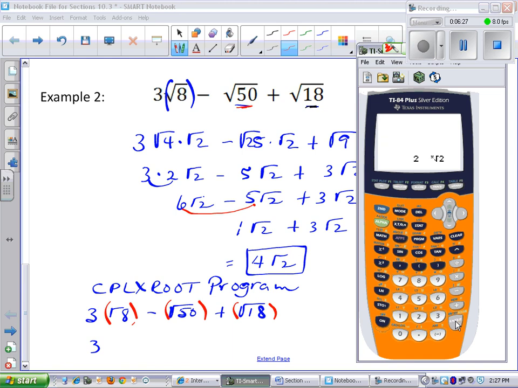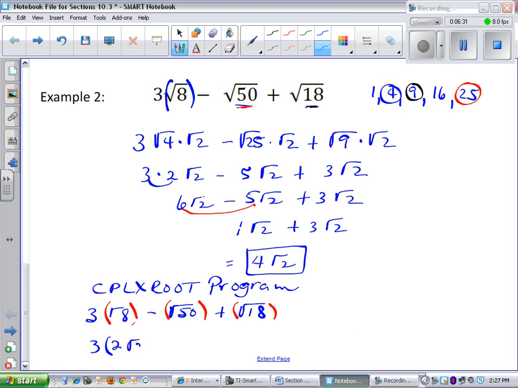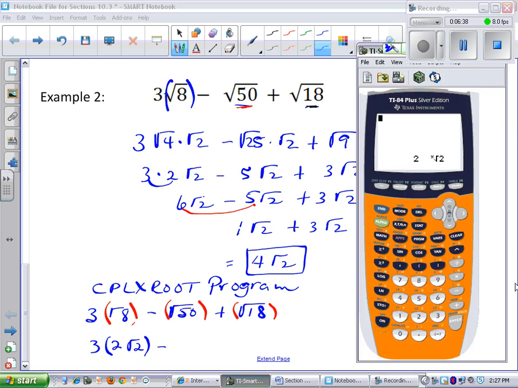And I will find out that that will turn into 2 square roots of 2 minus, I'm going to press enter again. It'll keep me in the program. I'm going to take care of the square root of 50. You put the index in for R. Square root of 50 is 5 square roots of 2.